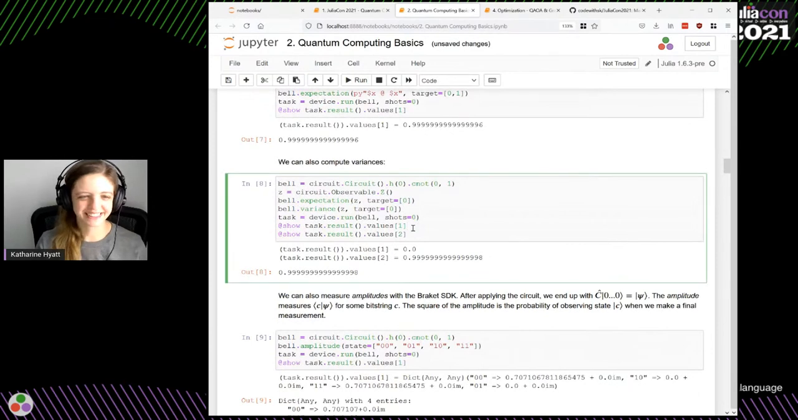And then finally, we can compute variances. So in addition to expectation values, which you can think of as, if I measure this operator many times, what should the mean be? I would also like to perhaps compute the variance around that mean.